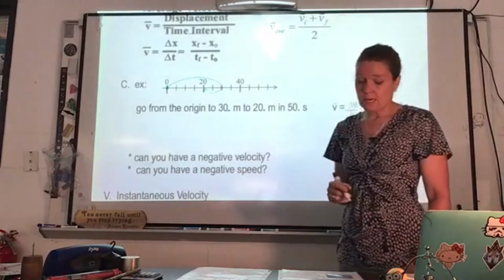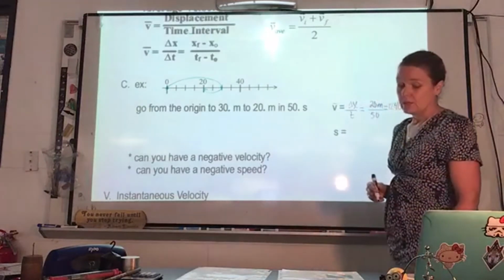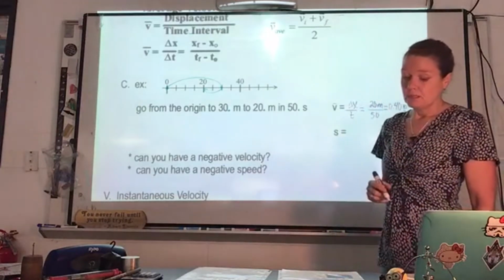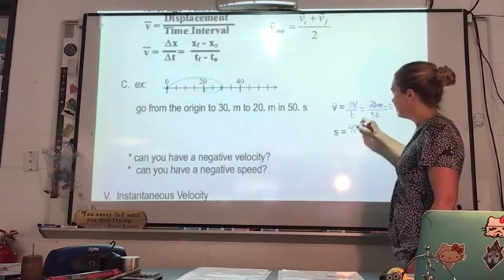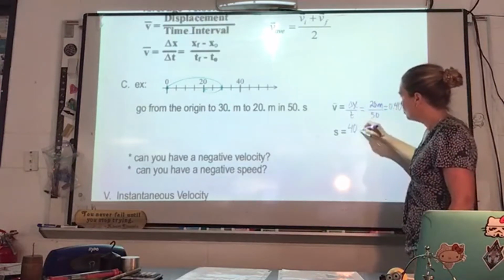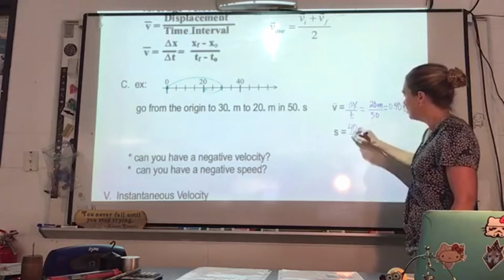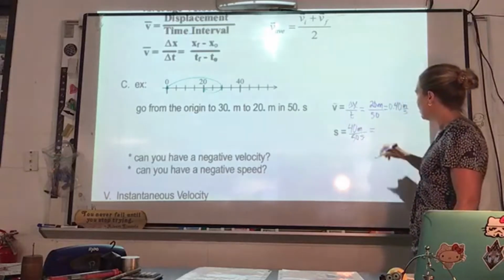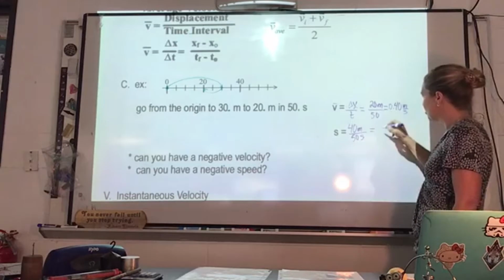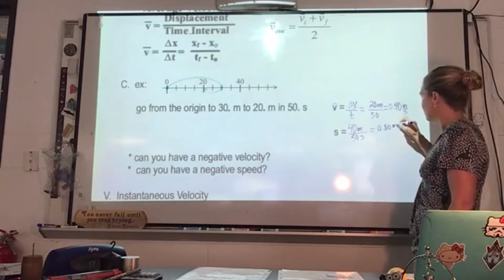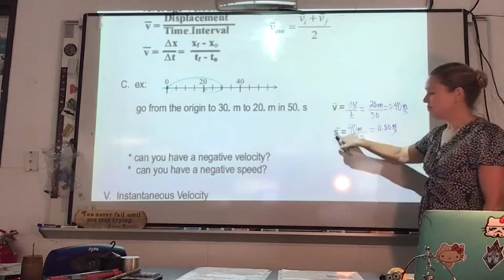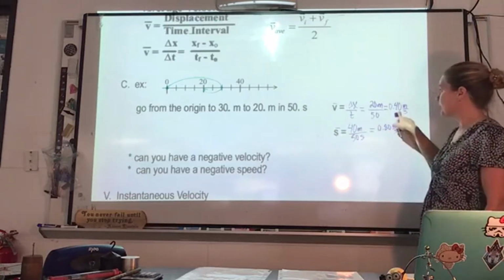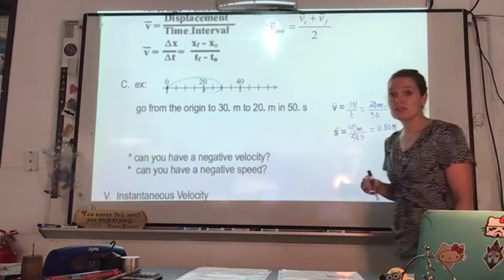so what about my speed? Is my speed going to be the same? No, because remember, my length traveled was 40 meters. All right. And so this answer is going to be twice as big. All right. So in this case, my average speed is twice as much as my average velocity.